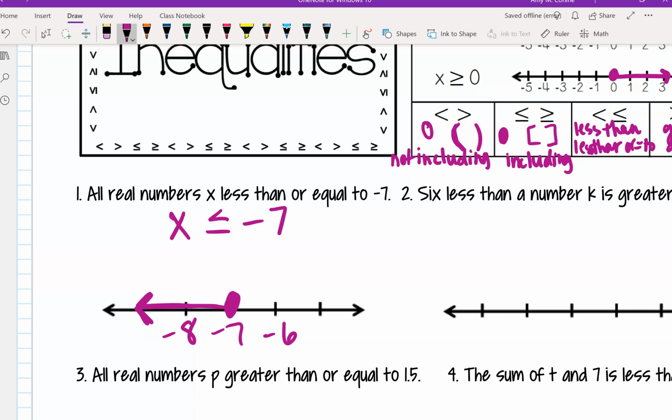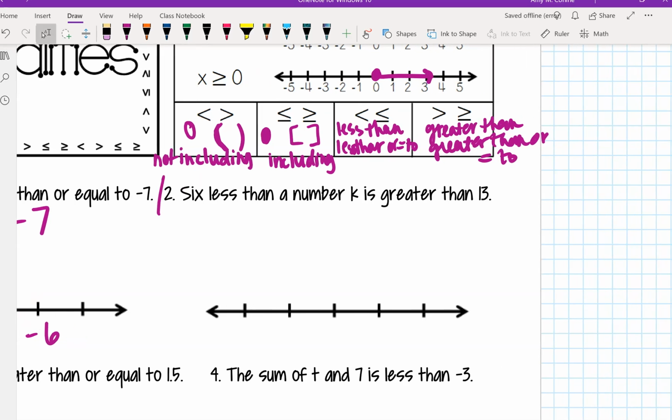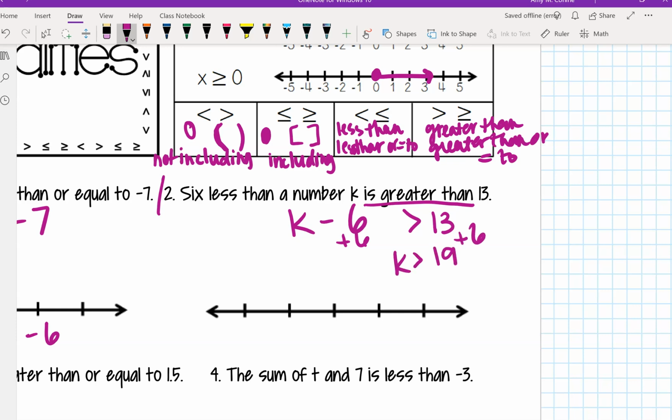Then we're going to take a look at number 2, because there is a little separation right here. Number 2, 6 less than a number is greater than 13. Okay, that's where our inequality goes. And 6 less than a number k, so k minus 6. Add your 6 over. So then we have k greater than 19. So 19, 20, and then we have an 18 over here. It's an open dot because we're not including, and then we're shading to the right because it's greater than.